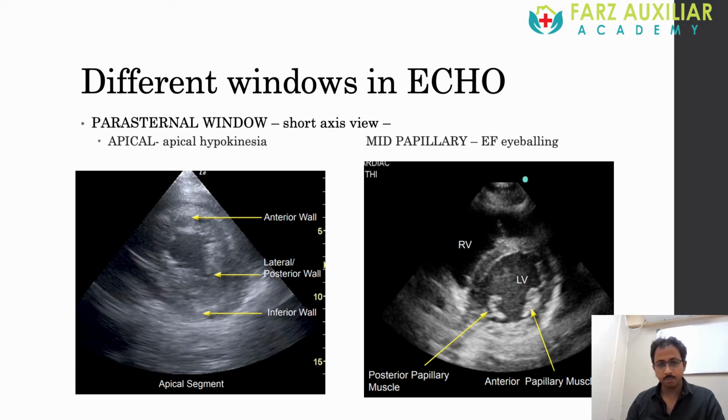Just after tilting the probe a little bit, we will obtain a mid-papillary view. This is the best view to identify the EF in an eyeballing manner, to see whether all the walls are contracting appropriately or not, and whether 1/3 of the volume is decreasing on contraction. If it is there, then the contraction is okay. If it is less than that, the contraction is not up to the mark.